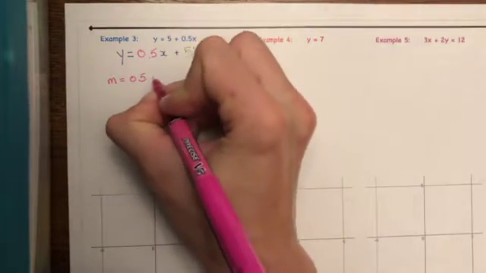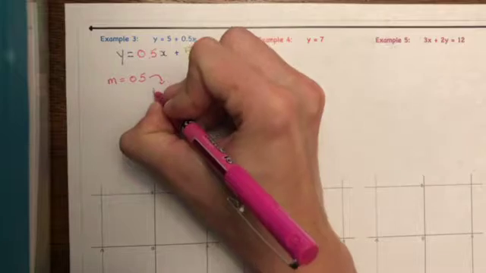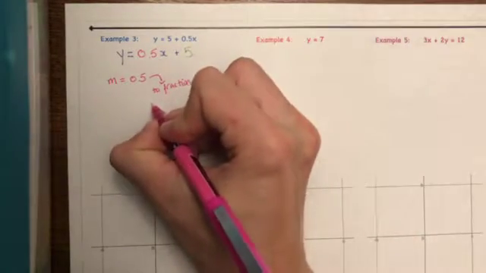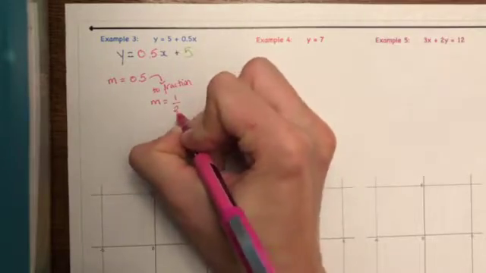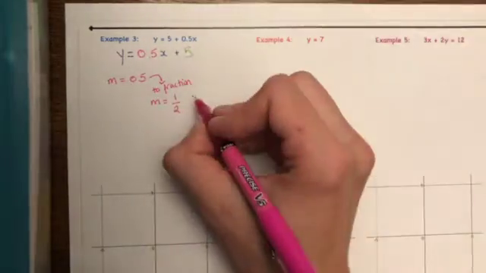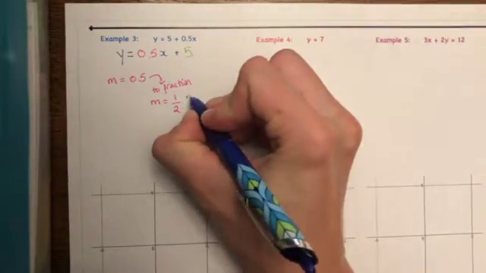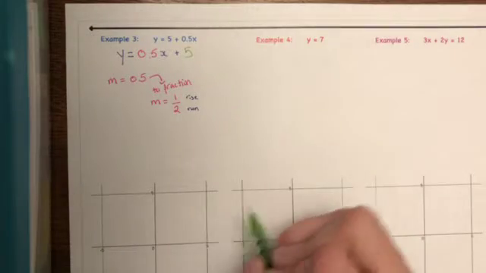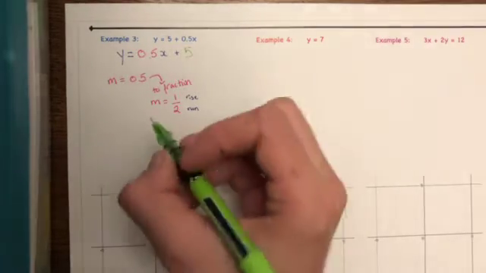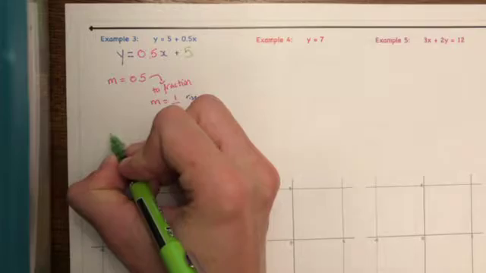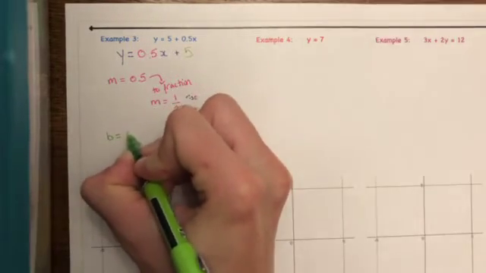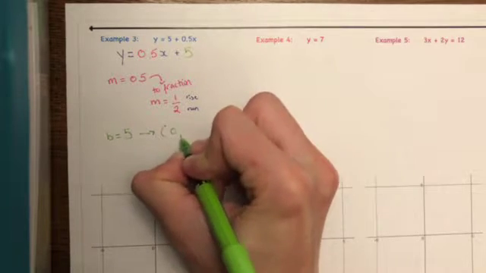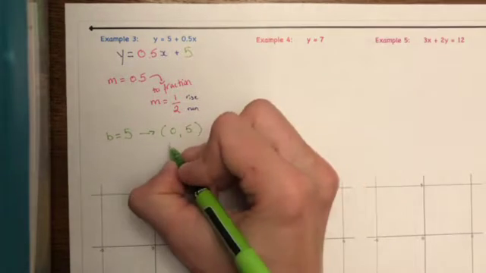I find it really difficult to work with fractional or decimal slopes. And so I usually convert to a fraction, and I would say that m equals 1 over 2. I like this better because now I can see really clearly which number is my rise and which number is my run to help me draw my graph. I'm then going to use this 5 and identify my y-intercept. So we know that b equals 5, which tells me that the point (0, 5) is my y-intercept.